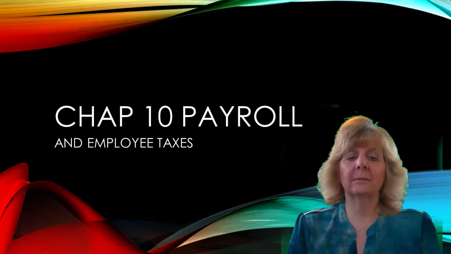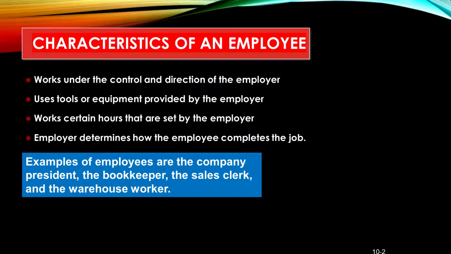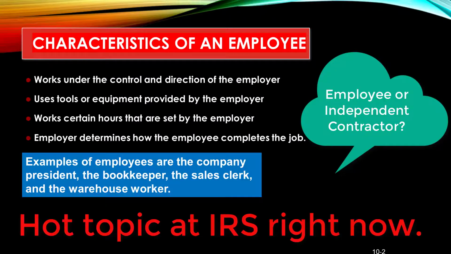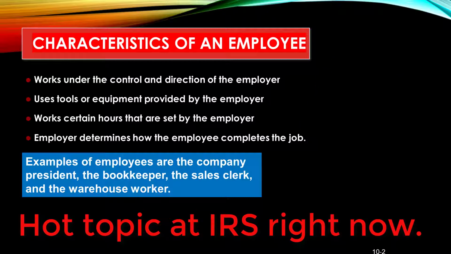Let's get started. One of the first things that your chapter discusses is the difference between an employee and an independent contractor. This is a hot topic at the IRS right now. So take a moment to review the characteristics of an employee. Usually the employee works under the control and direction of the employer. They typically use tools or equipment provided by the employer. They work certain hours that are set by the employer, and the employer determines how the employee completes the job.